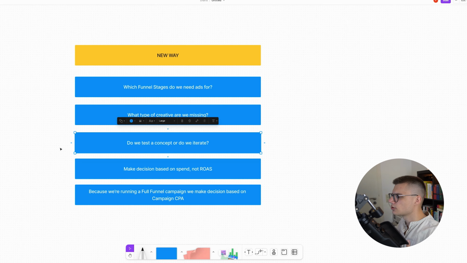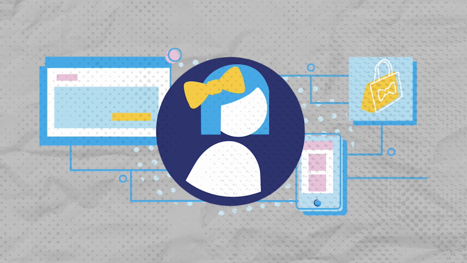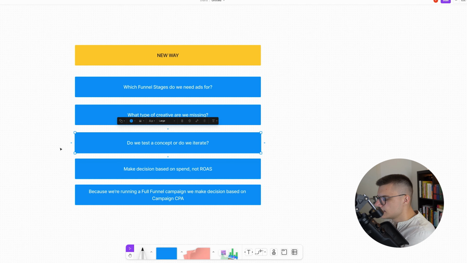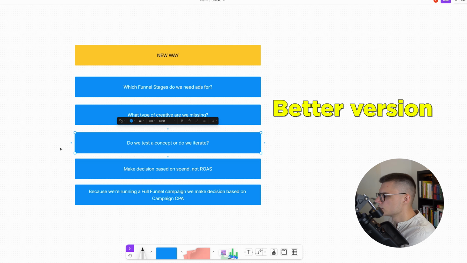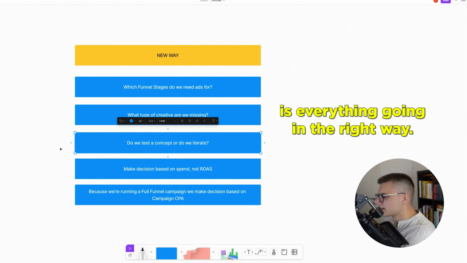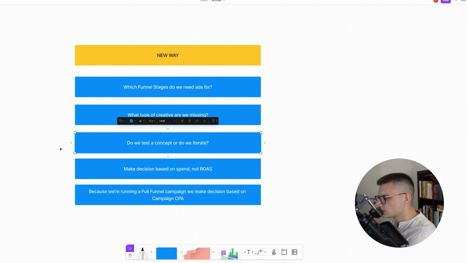So do we test a concept or do we iterate? Let's say you have a great prospecting ad that's starting to decrease in performance. Then we may just need to create a second version or a better version of that ad which is declining in performance to get the performance back up. Or, is everything going in the right way, but at a certain threshold your spend just crashes? Then you may need to test a new concept.